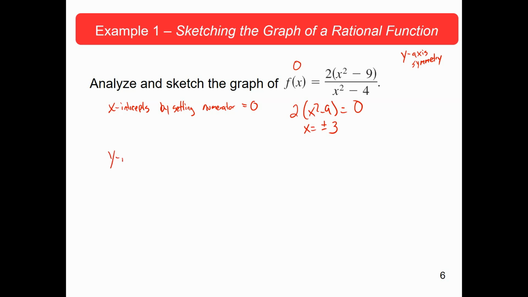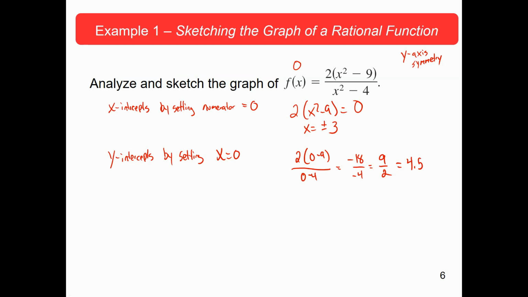Now the y-intercept you find by setting x equal to 0. So this gives us 2 times 0 minus 9 over 0 minus 4, which is negative 18 over negative 4, which is 9/2. It's exactly 4.5. All right, so that finds us our intercepts.